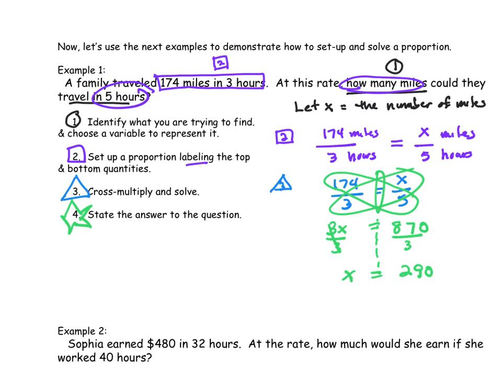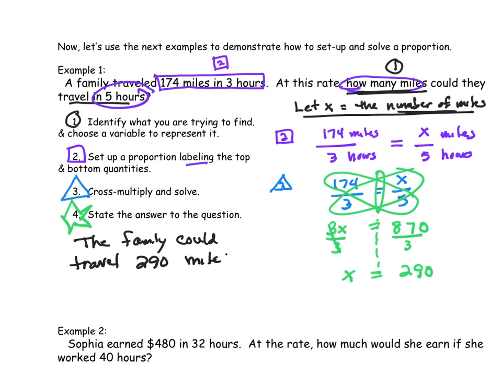So step number 4 would be to go back to your question, or where you defined your variable, and now we know we're trying to find the number of miles. So we're going to write that the family could travel 290 miles. That's what we just found in 5 hours. Now we've completely answered this question. So let me pause and move to example number 2.